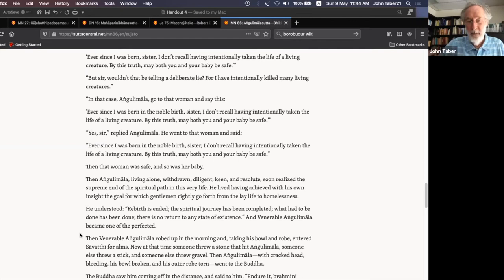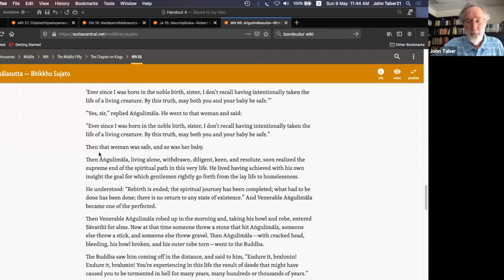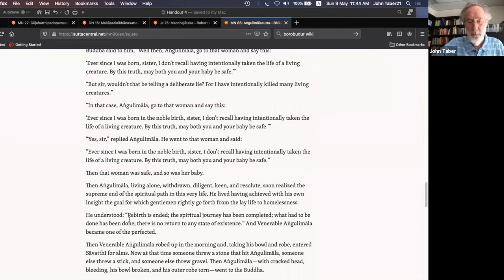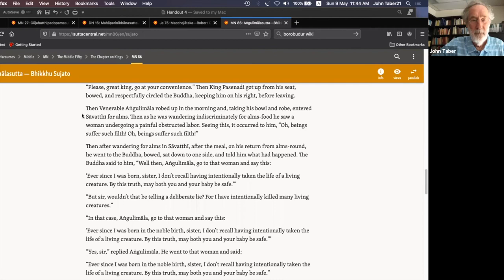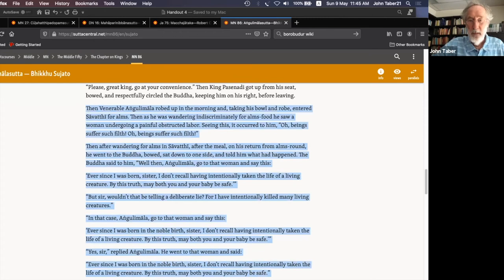And then we have, I think, one of the key parts of this story, where Angulimala encounters the woman in childbirth. That's why this is the Mother's Day theme in this sutta. So let's just read that here. It says: Then the Venerable Angulimala robed up in the morning, and taking his bowl and robe, entered Savatthi for alms. As he was wandering indiscriminately for alms food, he saw a woman undergoing a painful obstructed labor. Seeing this, it occurred to him, oh, beings suffer such filth.